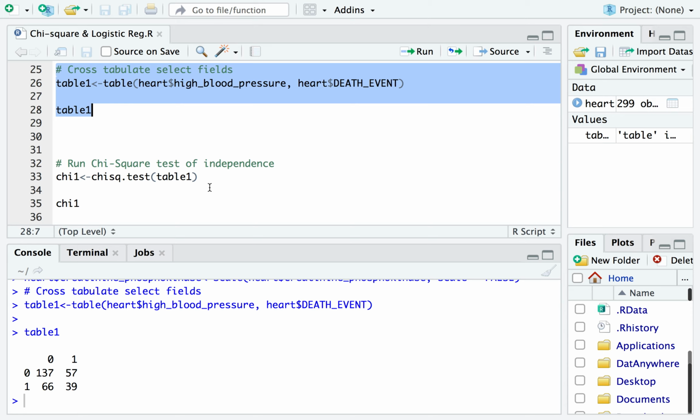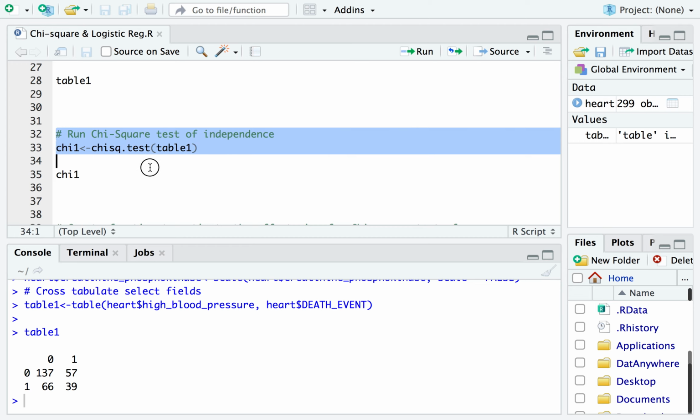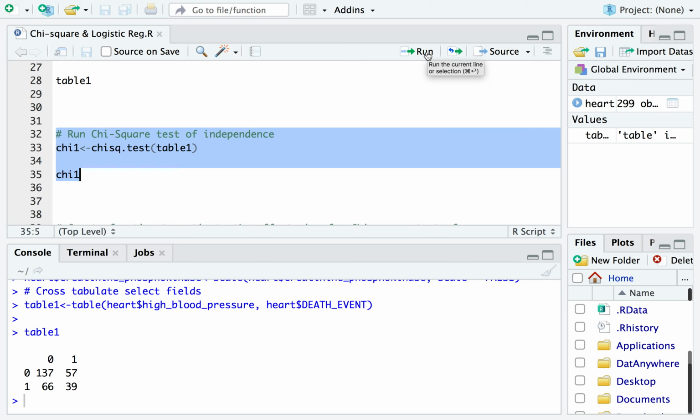So using this table, you can run a chi-square test on it. And basically, the chi-square test is a test of independence. The null hypothesis we're looking at is that both variables in the table are independent. And that's basically what we're testing.